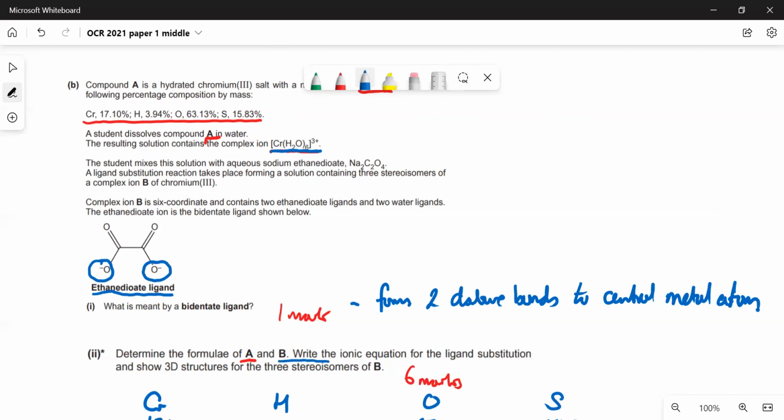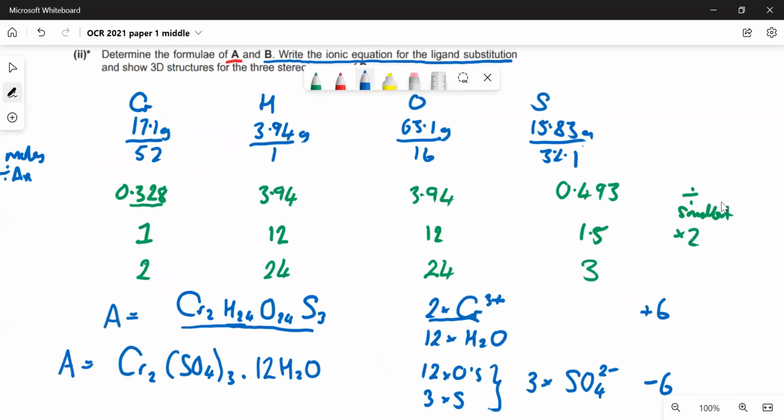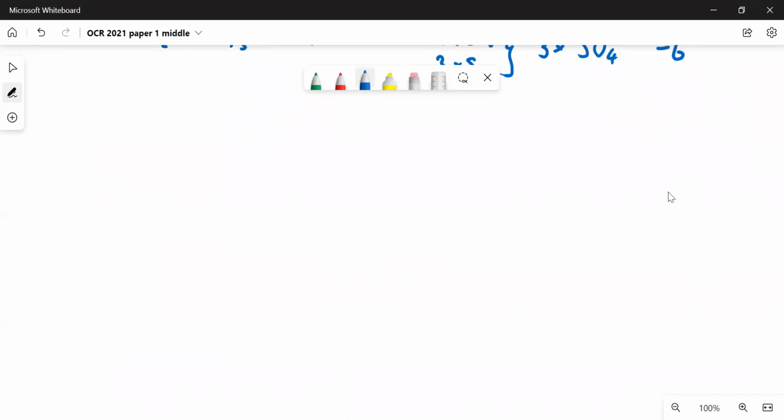Okay, write an ionic equation for the ligand substitution and show 3D structures of the 3 stereoisomers of B. So let's do that down here. Okay, so compound A, then we have chromium, those ions there, 3+ ions. Right, and then we're going to react that with 3 ethane dioate ions. We only need 3 of them because they're bidentate. Each one is going to form 2 dative bonds. So that's 6 dative bonds in total to the chromium.